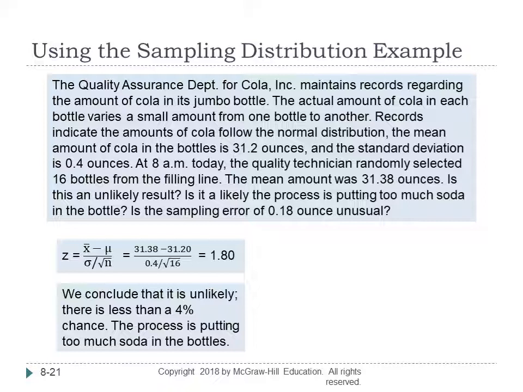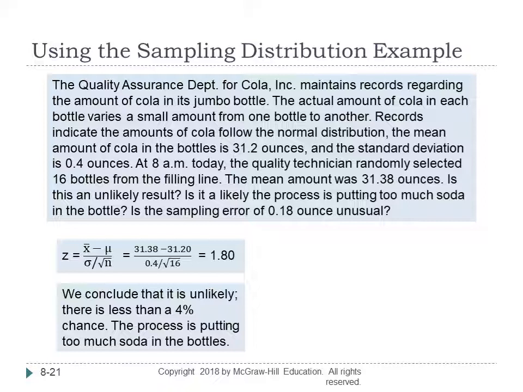This is now for the sample. The sample here is the cola bottles. At 8 a.m. today, the quality technicians randomly selected 16 bottles from the filling line. Your sample has size 16. Now remember, you started with a population that follows a normal distribution. For any size sample, the sampling distribution will also be normal. The mean amount in the sample is 31.38.